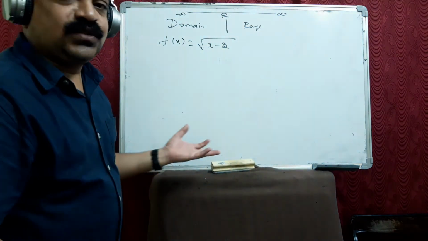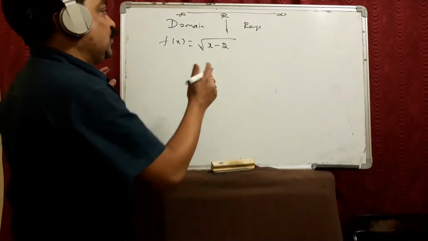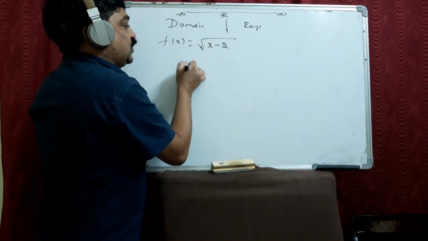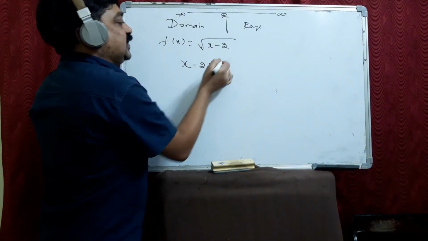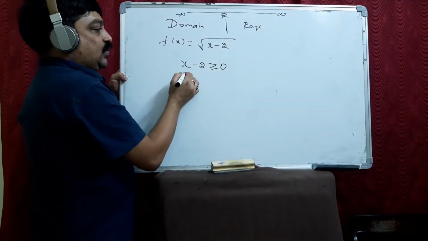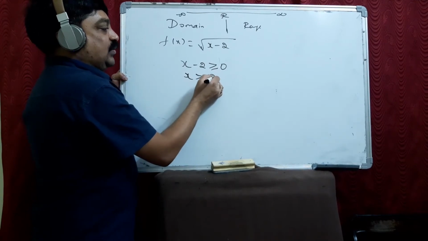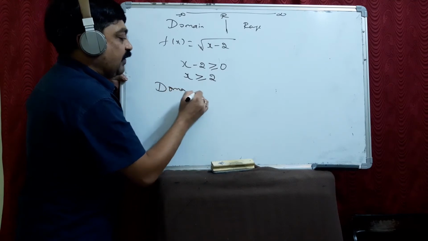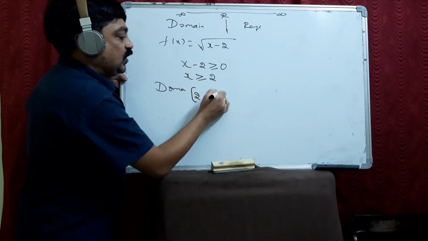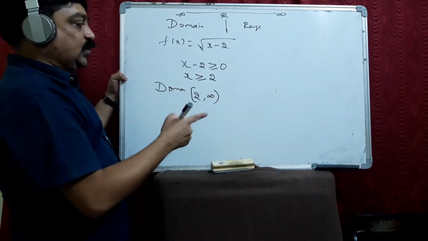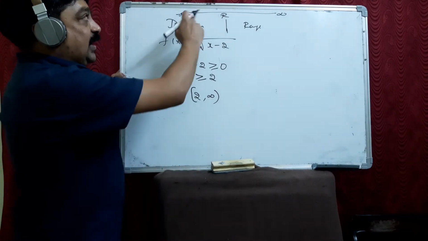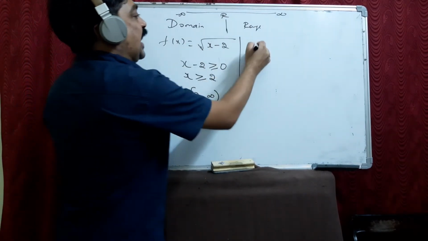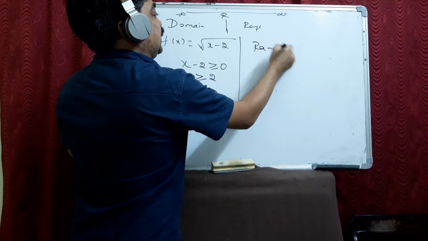Square root of minus 4 is not a real number. Square root of minus 10 is not a real number. Square root of minus 1 is also not a real number. So we take values of x in such a way that the expression inside is positive. Positive means greater than or equal to 0. So we can take x greater than or equal to 2. So what is the domain here? The values of x from 2 to infinity in the real number set. Then what is the answer here? Range. What is the range?